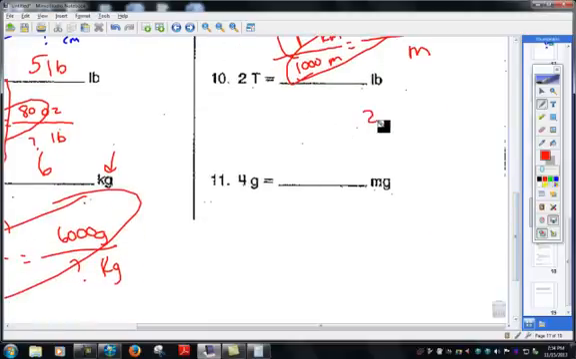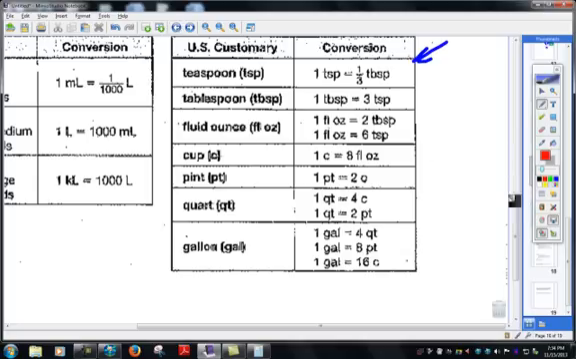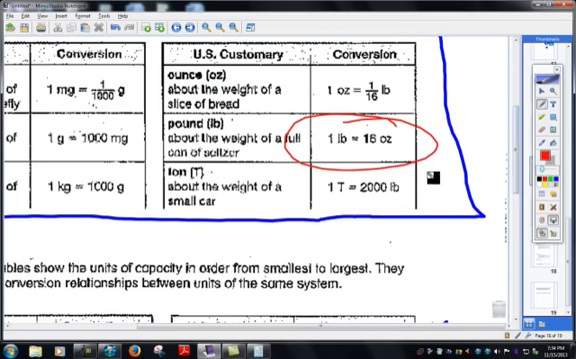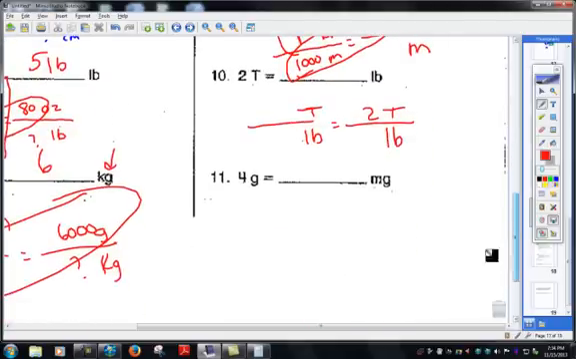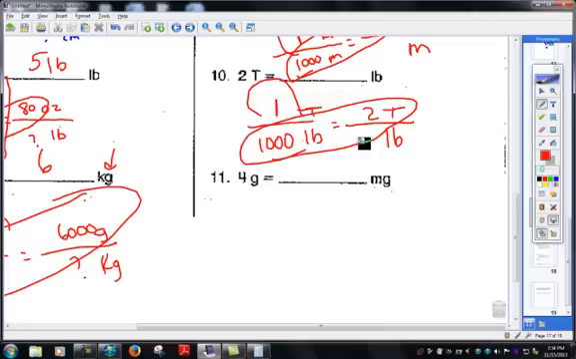Okay. 2 tons. Now, 2 tons is how many pounds? Okay, so I know that I'm comparing the amount of tons to pounds. So I got to flip back to the previous page, and I realize, okay, well, what's the conversion? It's right there. 1 ton is 2,000 pounds. Cross multiply, and we divide by 1. 2,000 times 2 is 4,000, divided by 1 is 4,000 pounds.